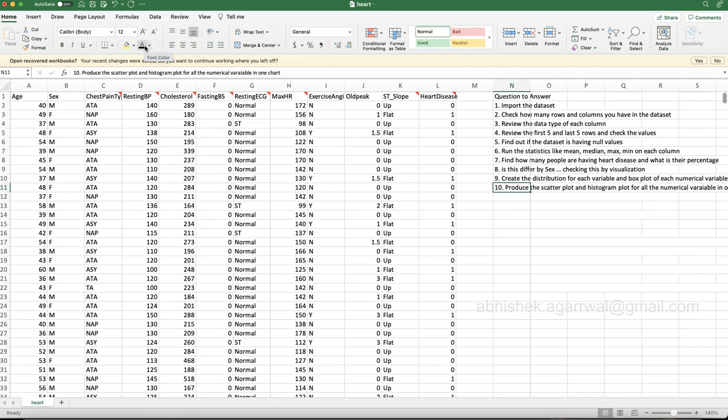So visualize this, interpret it, and understand what it is trying to tell you. Next question is, produce the correlation of each numeric variable. That's also important, and you need to basically see where you have the high correlation and where you have the low correlation.